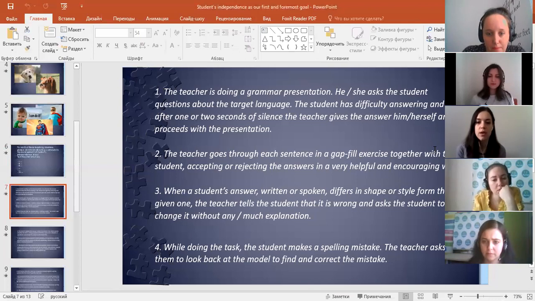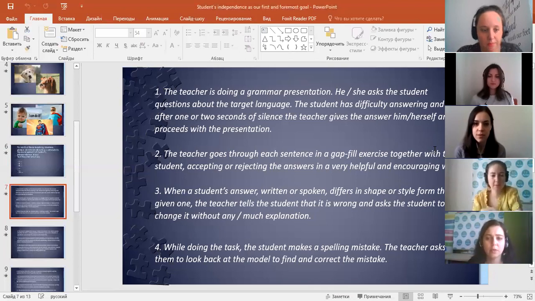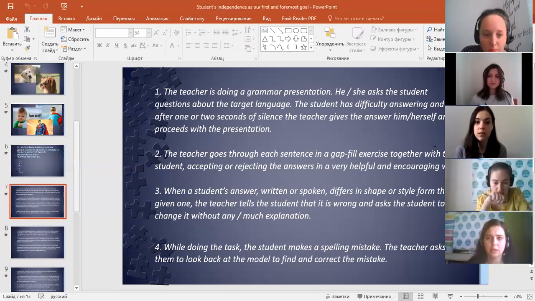I think it's pretty good when a teacher tells the student that it is wrong after answering yes. So a student can think about it herself or himself. Correct. It's not clear what it means that it differs in shape or style from the given one. Given where? In the teacher's answers? Yes. So it means that something is wrong in the answer.